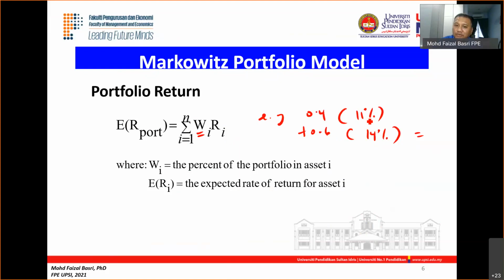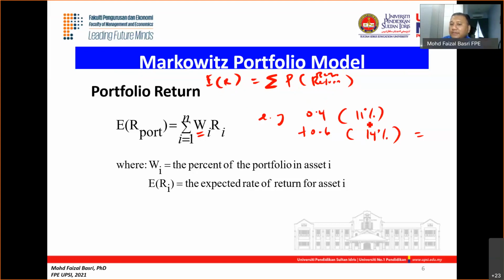Based on individual assets. Remember last week when we did the ER, I can write it here, it's actually still the sum of, right? The formula is the sum of the probability times the return, the required return, which is from the question. Then you add all, then you get the ER.